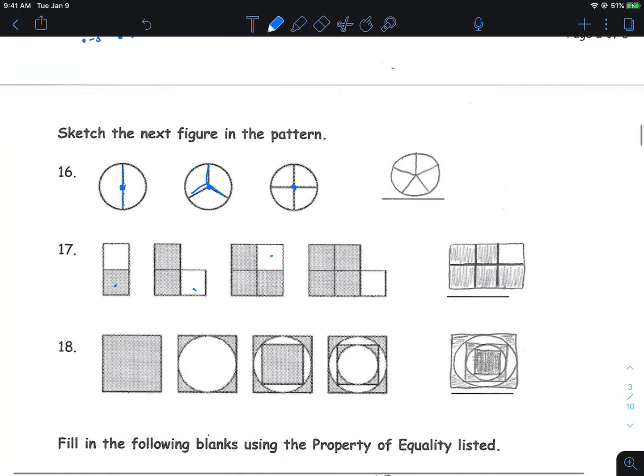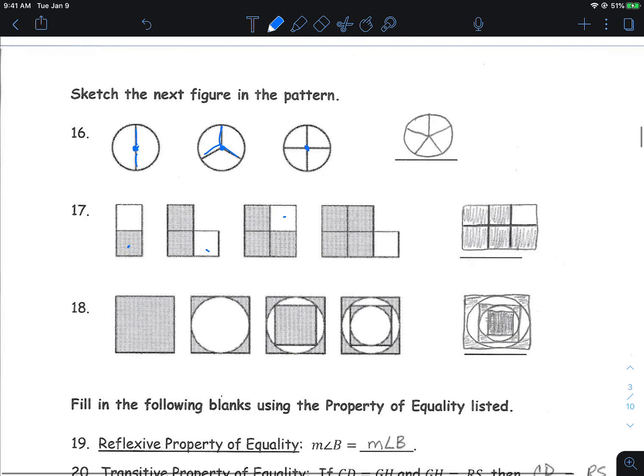This one's one of those weird ones where you've got shapes inside of shapes. You start with the square, with the circle inside, then the square inside of the circle, and the next one, then a circle inside of that square. So you can keep it going there, and they're alternating how they shade. So that's that on your pattern recognition.